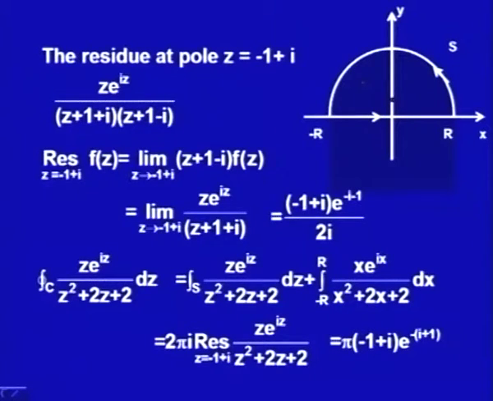Now the thing remaining is just to show that the integral of z e^(iz) upon z² + 2z + 2 along the semicircle S approaches 0 as r approaches infinity. Then the second integral, from −r to +r of x e^(ix) upon x² + 2x + 2, will approach the integral from −∞ to +∞, or rather it will give the Cauchy principal value, and then we can find this integral. So let us look at the integral of this function f(z) on the semicircle.